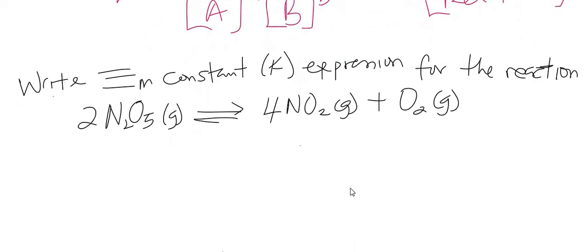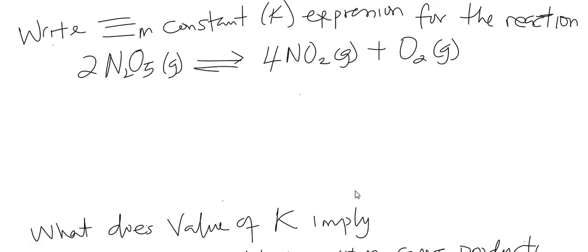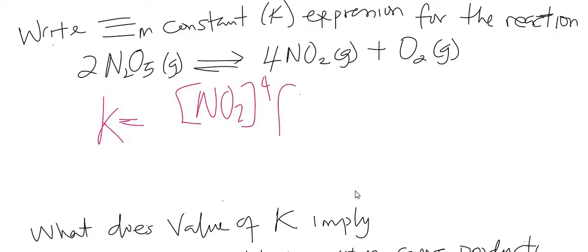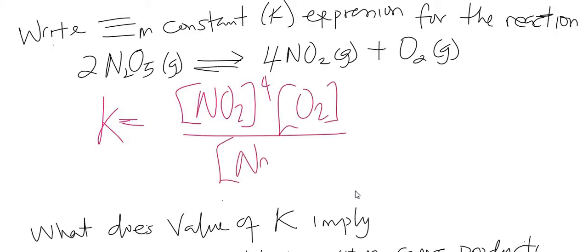So let's write an equilibrium expression for this reaction. Our K is going to be the concentration of NO2 multiplied by the concentration of oxygen, divided by the concentration of N2O5 raised to power 2.